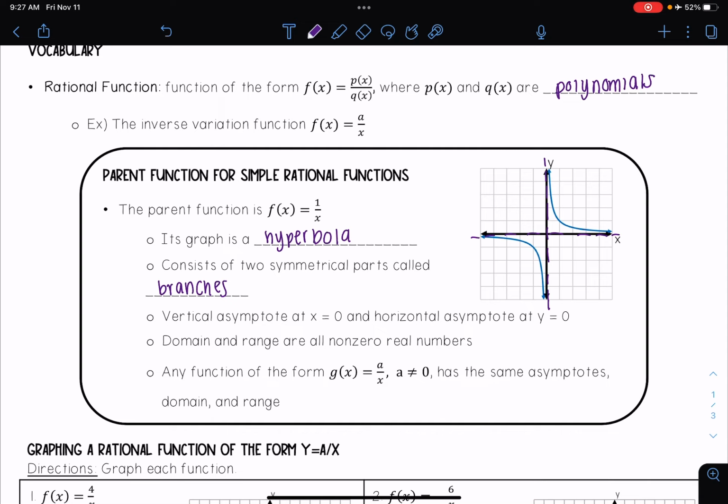And we see that the domain and range are all non-zero real numbers. In other words, x does not equal 0 and y does not equal 0, because the graph is approaching those values but not touching them. And any function of the form g of x is equal to a over x, a not equal to 0, has the same asymptotes, domain, and range.